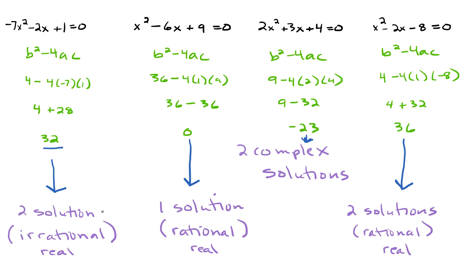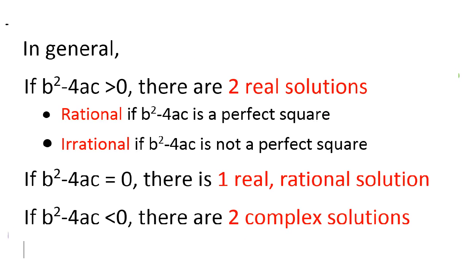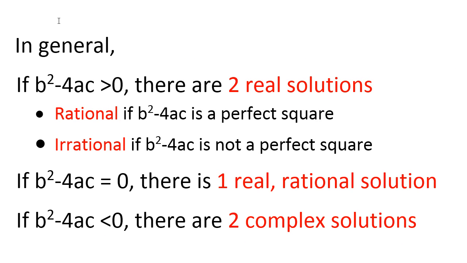So here's kind of the summary. In general, if your discriminant is greater than 0, which means positive, you're going to get two real solutions. If that number is a perfect square, they're rational. If it's not a perfect square, they're irrational. If your discriminant equals 0, you're going to get one real rational solution. And if it's negative, which means less than 0, you're going to get two complex solutions.